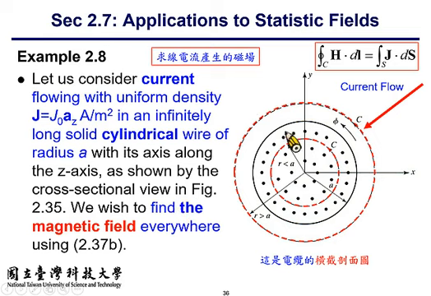So here is our problem geometry. You are looking at a cross-section view of a current cable. So the current runs in which direction? Runs in the z direction. And here is a cross-section cut on the xy plane. So it's basically a cylindrical conductor running in the z direction.